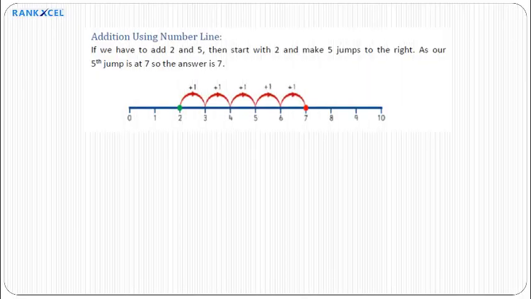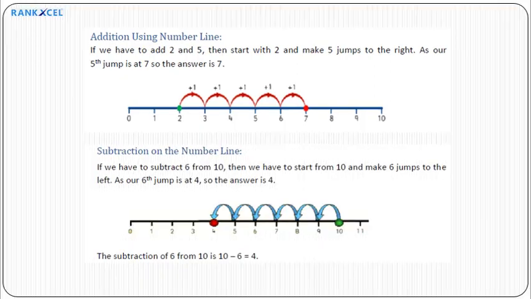Addition using number line. If we have to add 2 and 5, then start with 2 and make 5 jumps to the right. As our fifth jump is at 7, so the answer is 7. Subtraction on the number line. If we have to subtract 6 from 10, then we have to start from 10 and make 6 jumps to the left. As our sixth jump is at 4, so the answer is 4. The subtraction of 6 from 10 is 10 minus 6 equals 4.